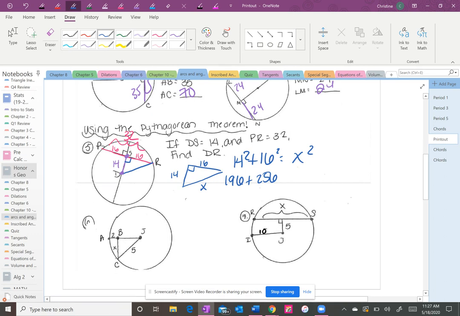I was right. Plus 196. So that equals 452. That's x squared. We are going to factor out a perfect square. I think 140. No, that doesn't work. 452.